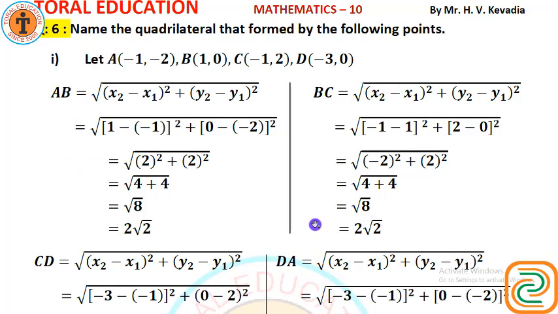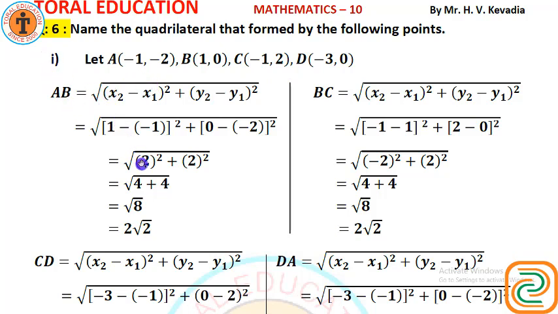Question number 6. Let's read. Name the type of quadrilateral formed, if any, by the following points and give reasons for your answer. (-1, -2), (1, 0), (-1, 2) and (-3, 0). Three questions are given back to back here. So look at the questions and find. Here let A, B, C and D be the four points.